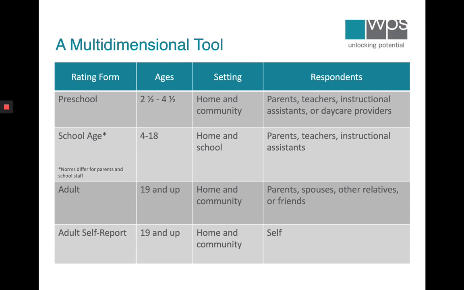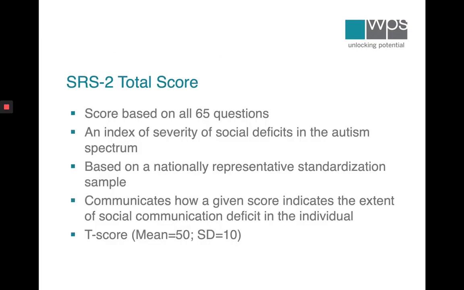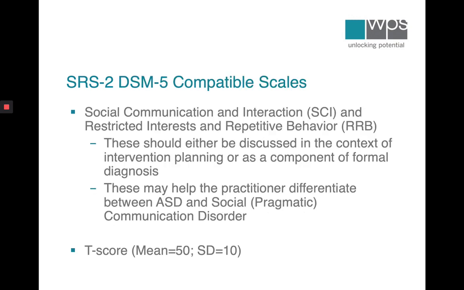Again, what's nice about the SRS-2 is for those school psychs that work in 18+ programming, the adult self-report version is available, which is helpful sometimes in getting information from the adult student. With the SRS-2, you're going to get a total score that really looks at the severity of the social deficits in the autism spectrum. The SRS-2 is available through T-scores.